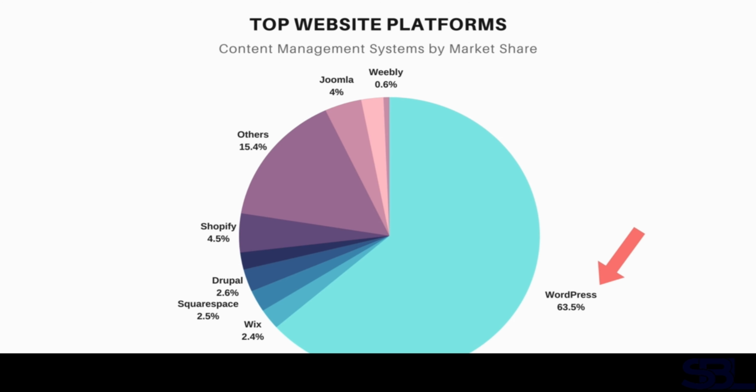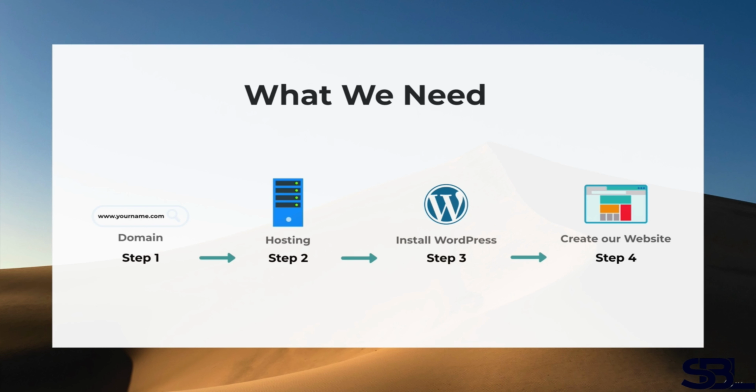So WordPress is the most popular way to create a website. So let's go over exactly what we need to create a website and also the cost to create our website. So step number one is we'll need to get a domain name, and a domain name is essentially just your website address. For example, your businessname.com, your brandname.com.